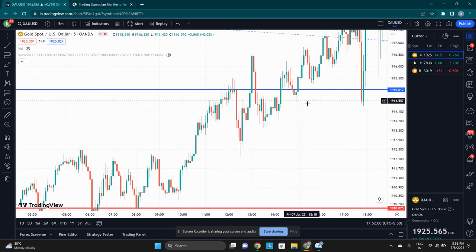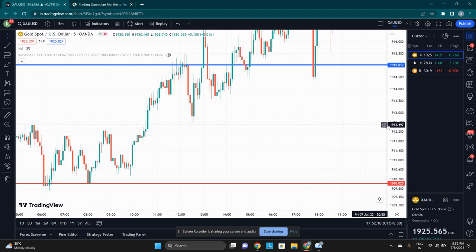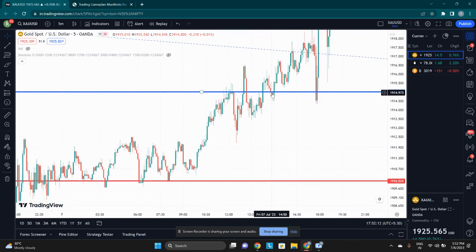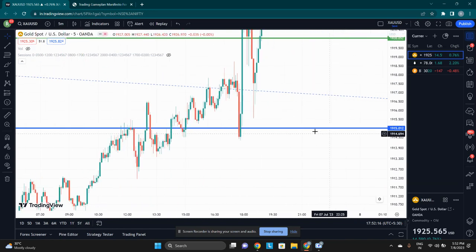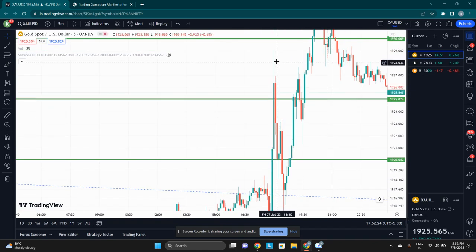But at the same time, when gold started closing above 1915, okay, read the second part. If gold closes above 1915, we'll buy for the next resistance as a target. And if you remember my trading style, we buy here and keep a $5 stop loss for a next target of 1920. And you can see gold was slowly creeping upwards, and in the American session retraced till 1914, and boom, it went till like 1928.